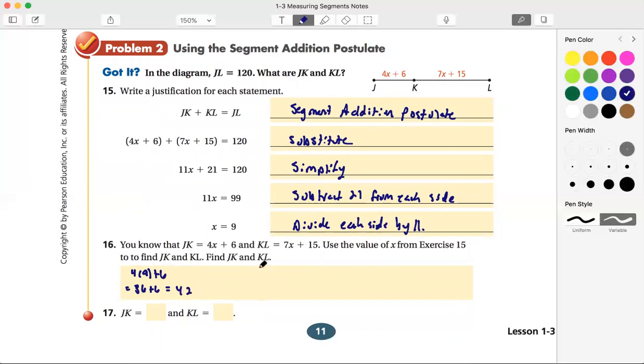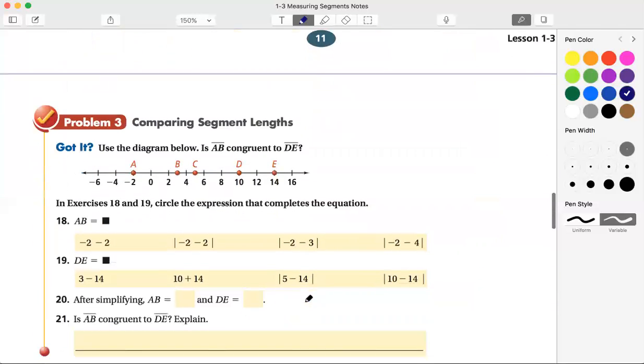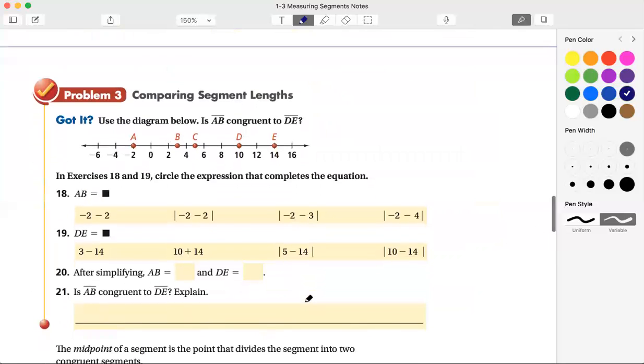My other length here, we have 7 times 9 plus 15. We know that's going to equal 63 plus 15, which equals 78. And those are my two lengths. So JK equals 42 and KL equals 78. All right, so let's compare segment lengths in our next set of problems.